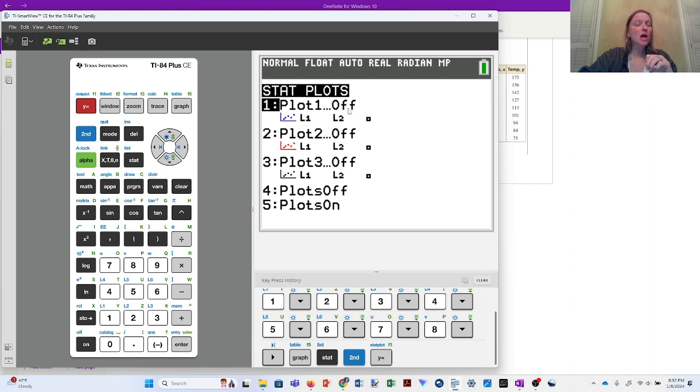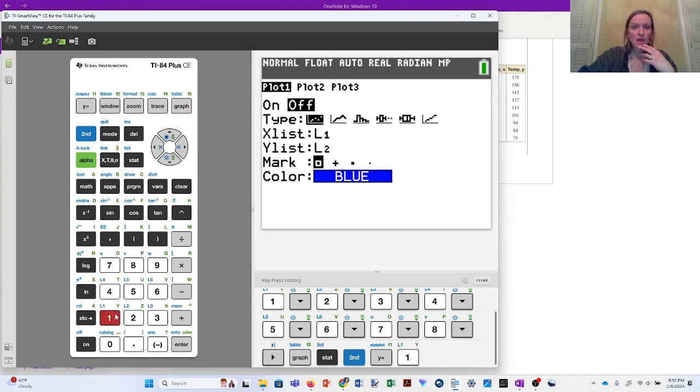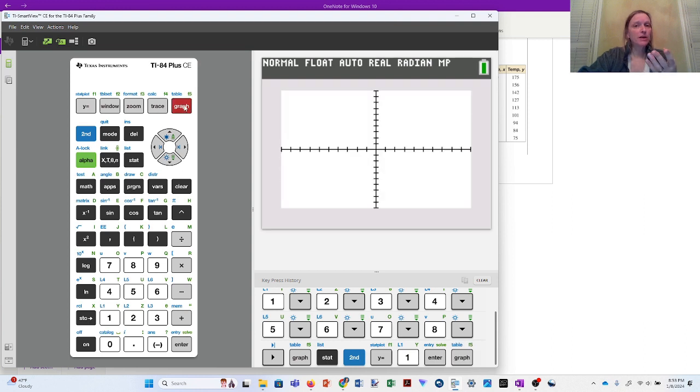And you can see that my plots are turned off. I need to turn the stat plots on. So I choose option 1, and I select on by clicking enter while the on button is blinking. And now it's highlighted, and so I'm good to go here. So now I can go to the graph again and see if my data plotted. I still don't see my data.